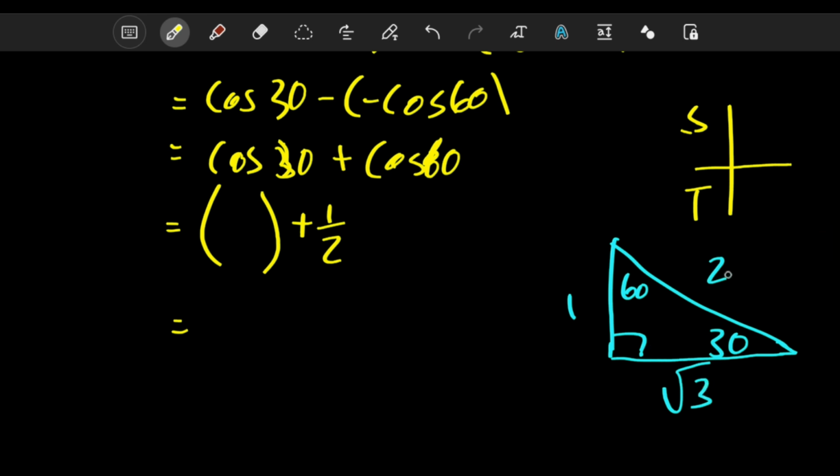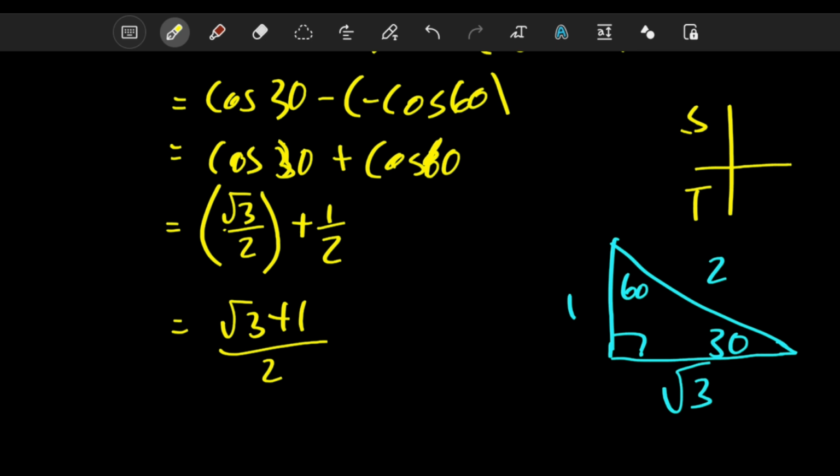So here, this is adjacent over hypotenuse. That's square root of 3 over 2. If you add this up, you're going to get square root of 3 plus 1 over 2. And then that will be that. You don't have to do anything.